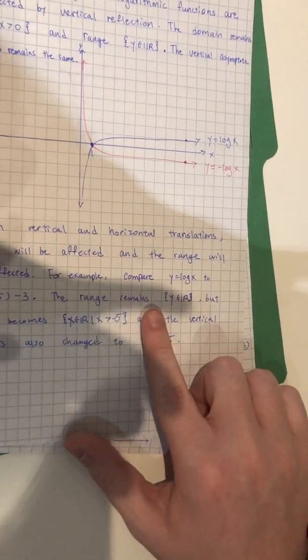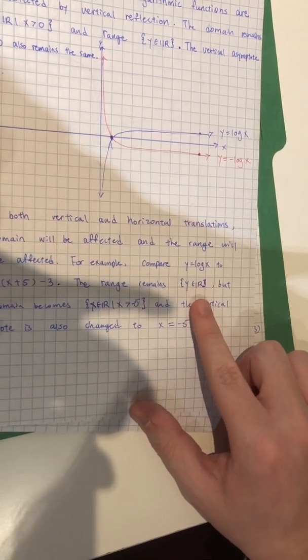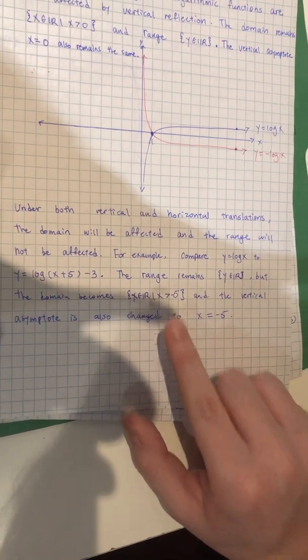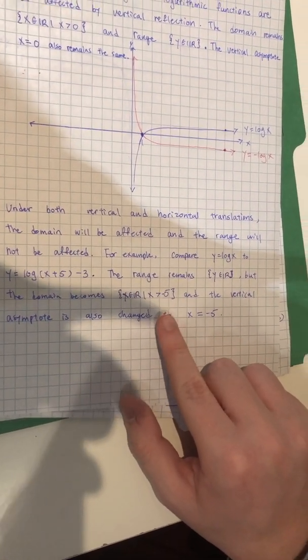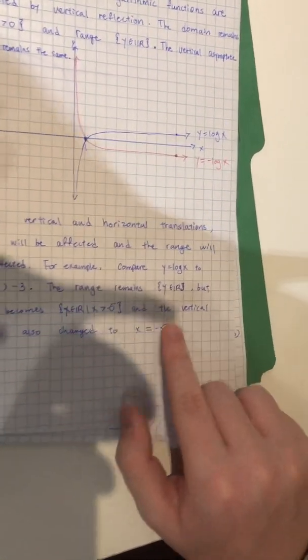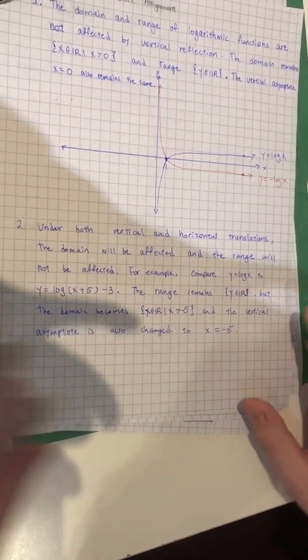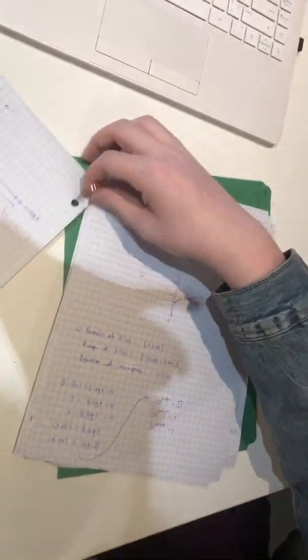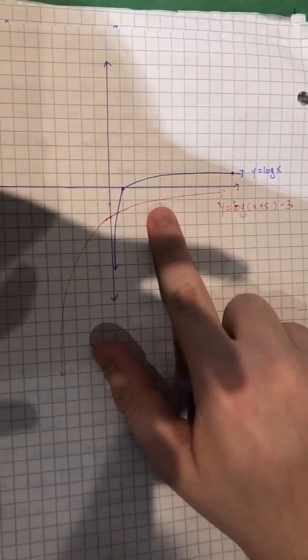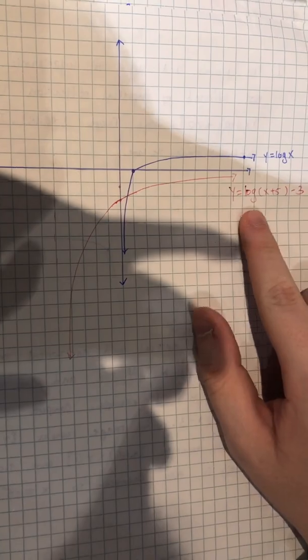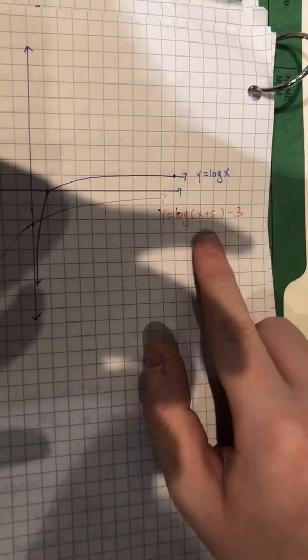The range remains y belongs to the set of real numbers, but the domain becomes x belongs to the set of real numbers such that x is greater than negative 5. And the vertical asymptote is also changed to x equals negative 5. And as seen on the graph here, this line represents y equals log x, while this line here represents y equals log(x + 5) minus 3.